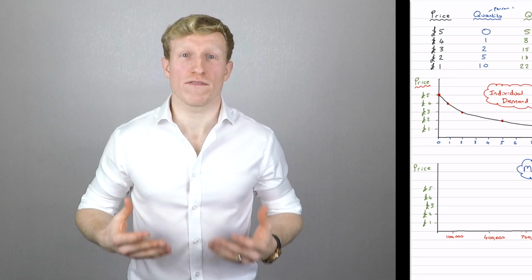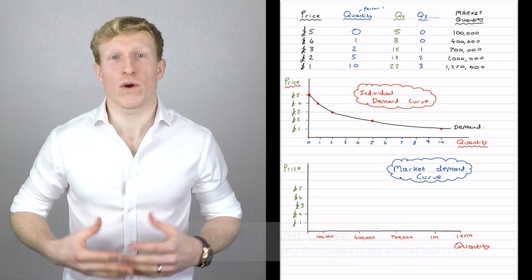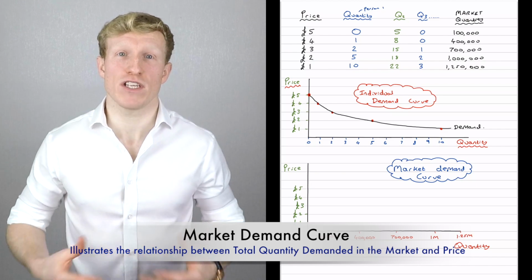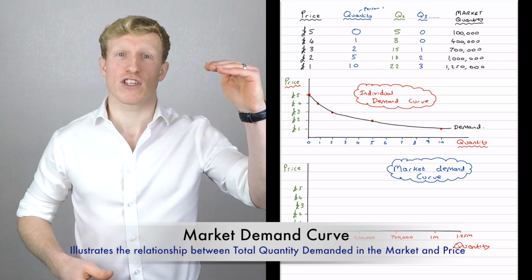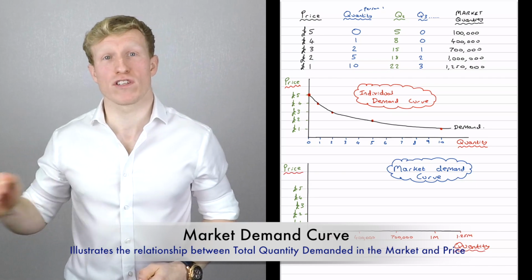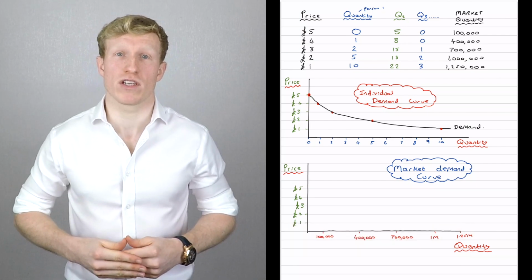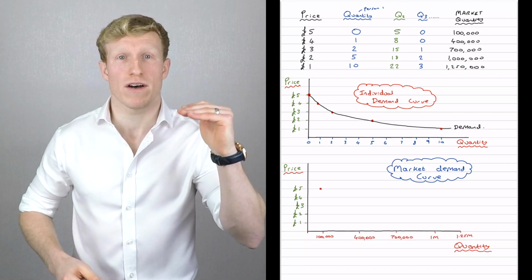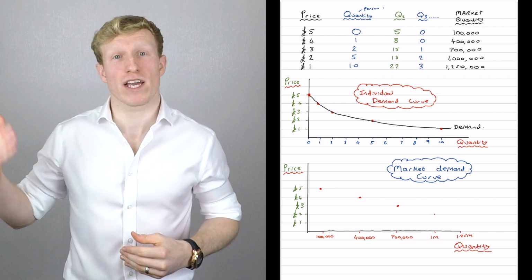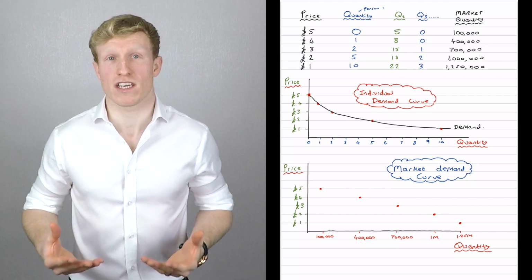Now that we have all of this information on our individual demands and our market demand, we can draw our market demand curve. So it looks quite similar to the individual demand curve. We've got the price measured on the vertical axis, and we've got the market quantity demanded on the horizontal axis. So now all we need to do is introduce our data points for a price of £5, £4, £3, £2 and £1 using the data from that market quantity demanded column, and that will give us our market demand curve.